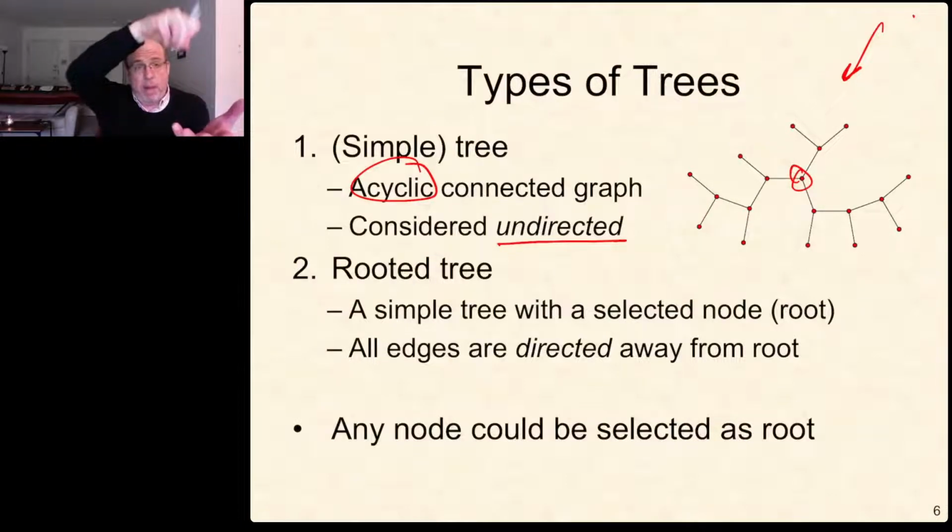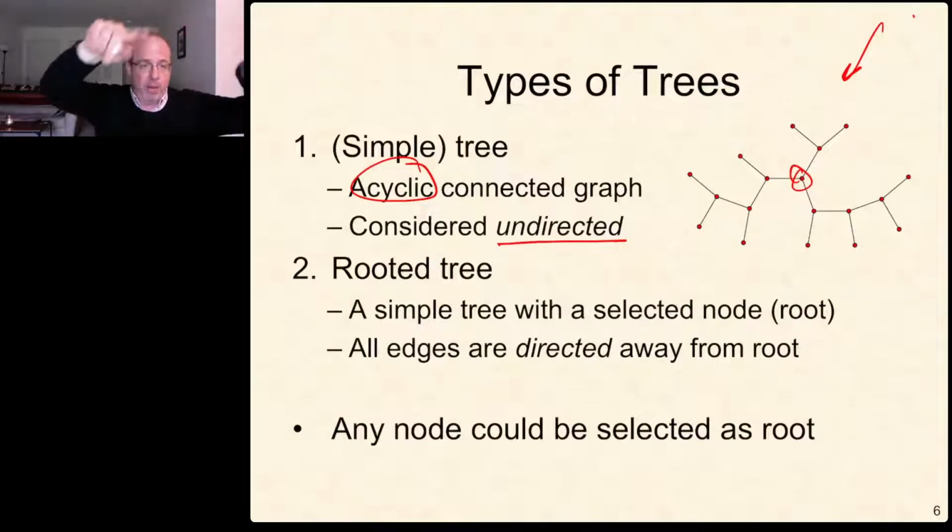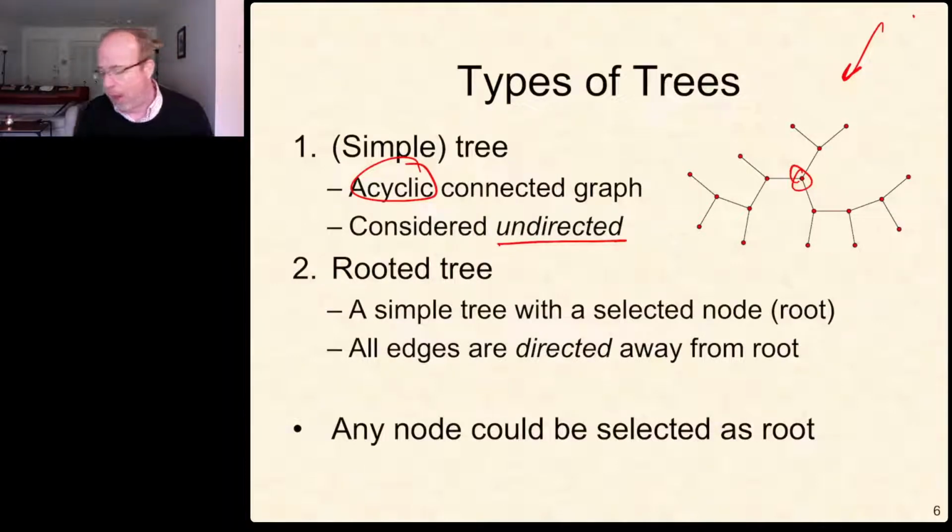The node we picked it up by becomes the root. And then the way the nodes fall becomes the parent-child relationships. And in a tree, any node could be selected as the root. It doesn't matter which one we pick. Now, it will turn out to matter in terms of performance, but it doesn't matter in terms of whether or not it's actually a tree.